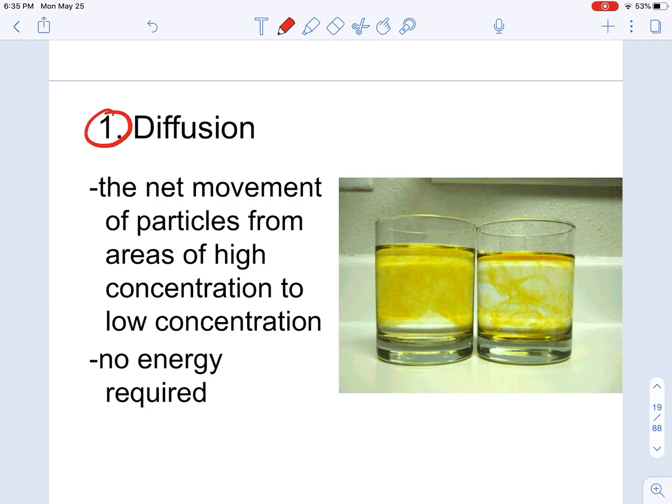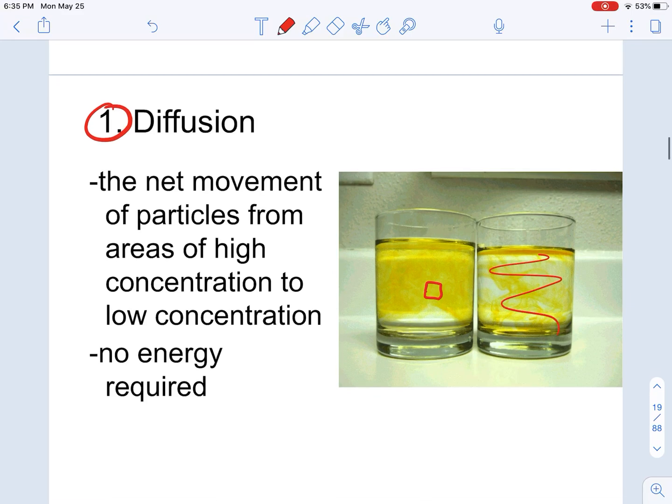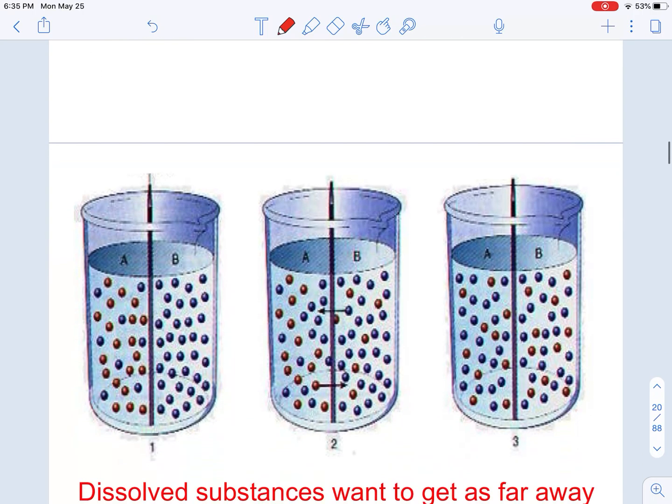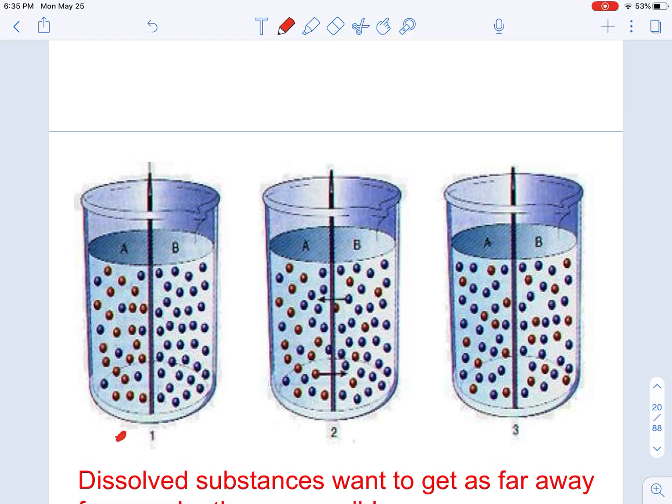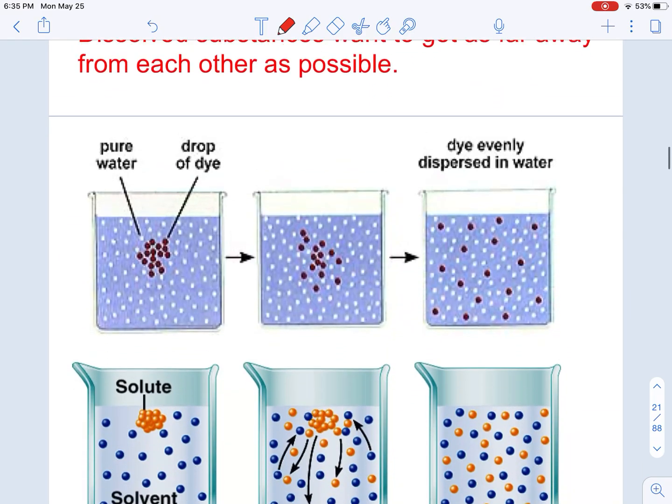And diffusion is just when particles go from where they're high to where they're low concentration, and there's no energy required. So if you put a drop of dye in one container of water, you'll see that eventually it will move to where there is no dye until it's equally concentrated all throughout the entire container. And that's an example of diffusion. So if you've got the red guys on this side here, and they're allowed to move through that membrane, they will move through until there is an equal amount of red molecules on both sides of the container.